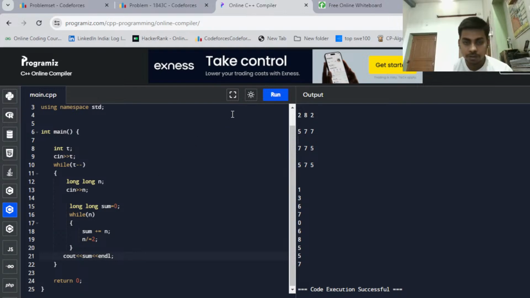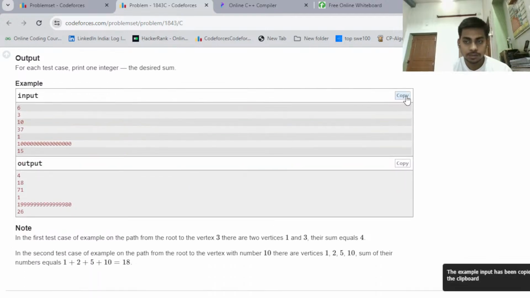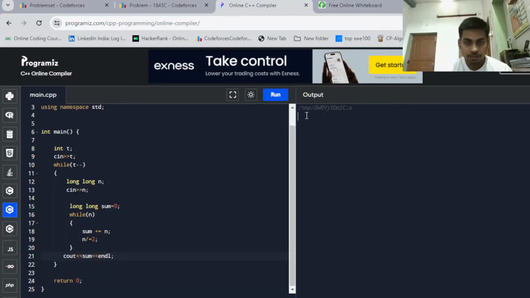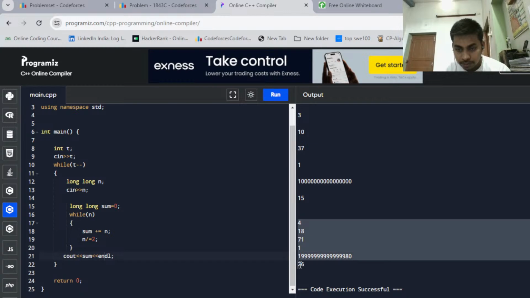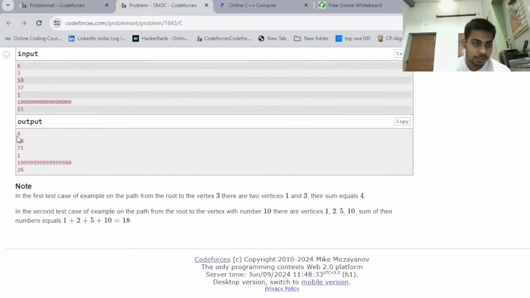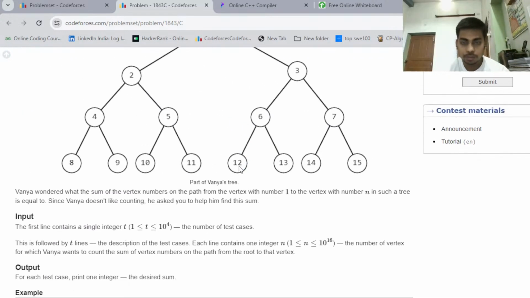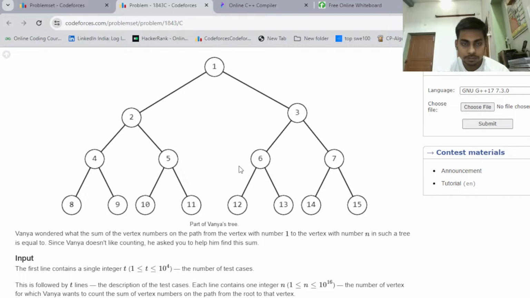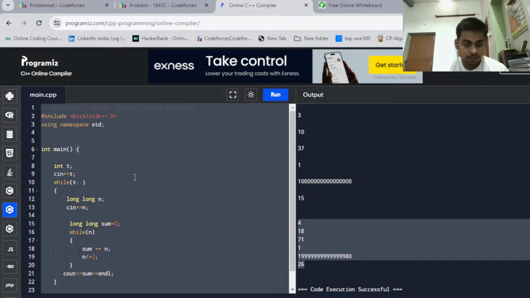Let's run it and see whether it's working or not. The test cases are these. Our answers are 4, 18, 71, 1, 1999 and something like this. You can see these are the same answers. So this is not basically a tree question, but you have to observe. This is not exactly a tree. Okay, so let's copy this code and just submit it.